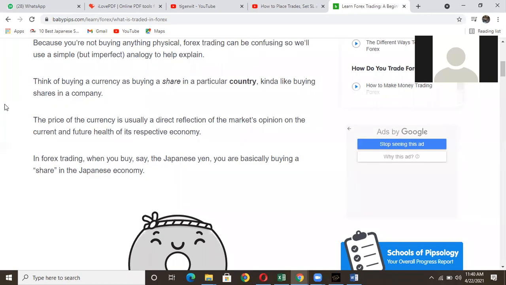Okay, thank you. So the price of the currency usually is a direct reflection of the market's opinion on the current and future health of the respective economy. So just looking at the exchange rate alone, basically we are looking at what's the opinion. We call it sentiment. How do we understand sentiment? We need to understand how healthy or how unhealthy an economy is, depending on how they are performing.